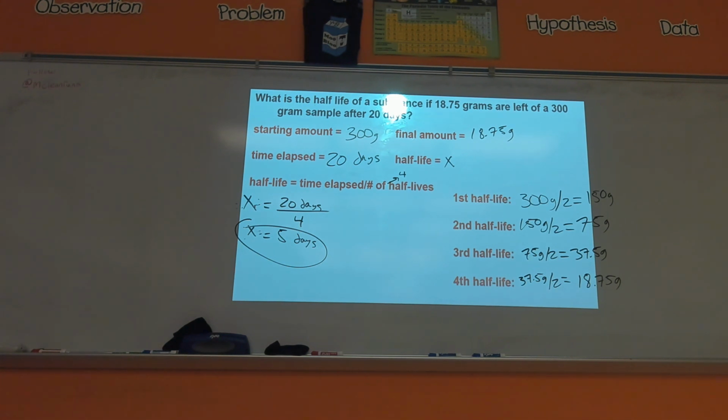What's the difference between the half-life that you're trying to find and the number of half-lives? The half-life you're trying to find, that's the time for 1 half-life. So it takes more time for 1 half-life than it does for 4? No, the 1 half-life just takes 5 days. 4 half-lives would take 20 days.